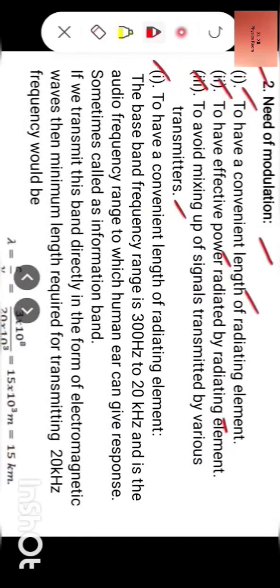First, we take up to have convenient length of radiating element. How we can have convenient length of radiating element? Let us try to understand. The base band frequency range is 300 Hz to 20 kHz and is the audio frequency range to which human ear can give response, and sometimes called as information band.